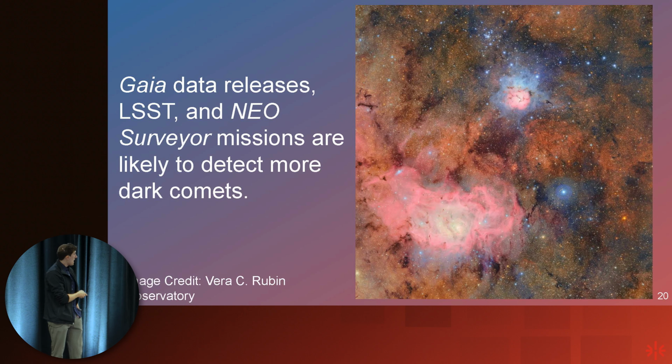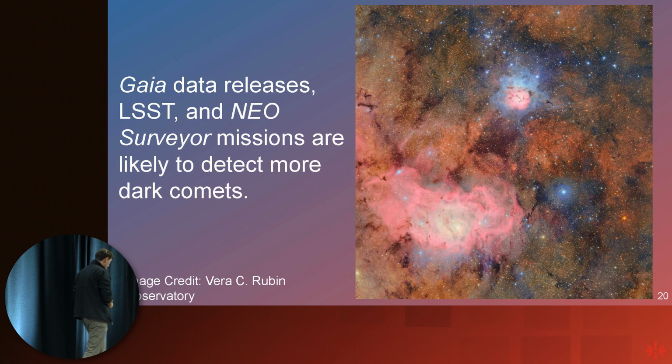Gaia, which is an ESA mission to look at astrometry across vast swaths of the sky at billions of objects, will also find more of these. And then the NEO Surveyor mission is a space telescope that NASA is building specifically to find near-Earth objects. And given the likely large population fraction that these objects have, we're expecting to find a lot more of these as these systems come online and as we get more and more data.